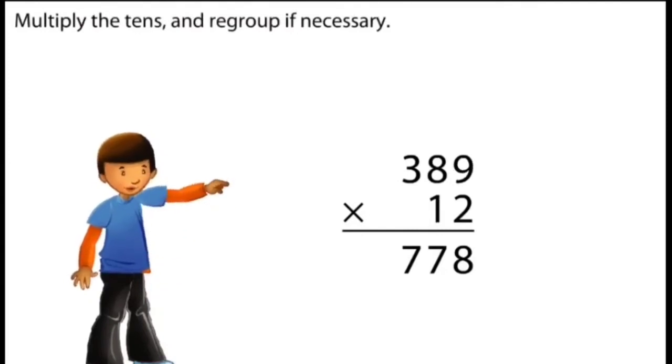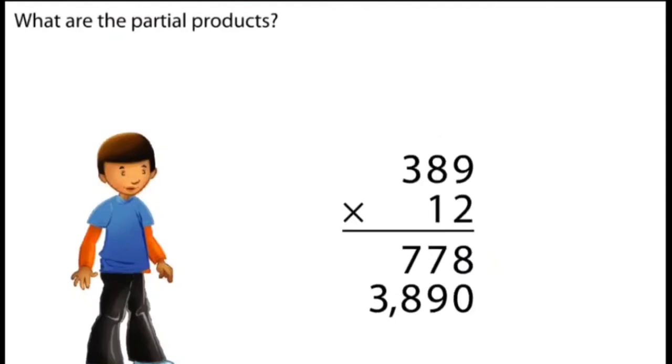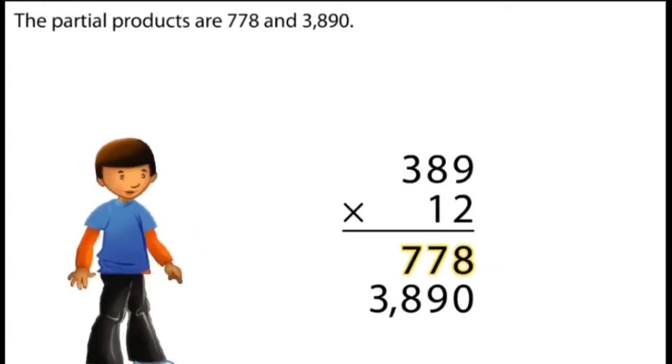Multiply the tens and regroup if necessary. 10 times 9 ones equals 90 ones. 10 times 8 tens equals 80 tens. 10 times 3 hundreds equals 30 hundreds, or 3,000. What are the partial products? The partial products are 778 and 3,890.